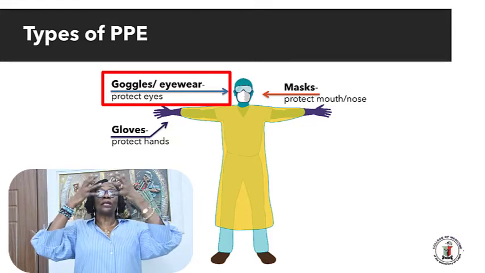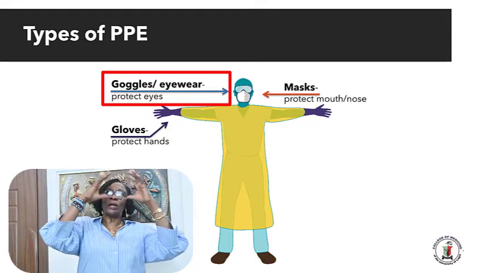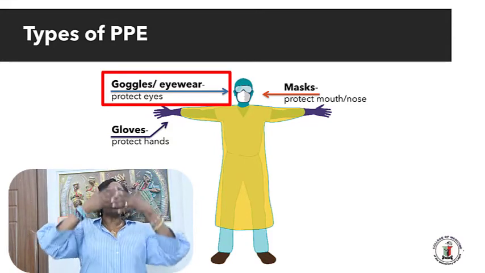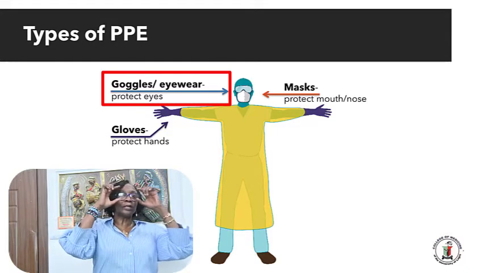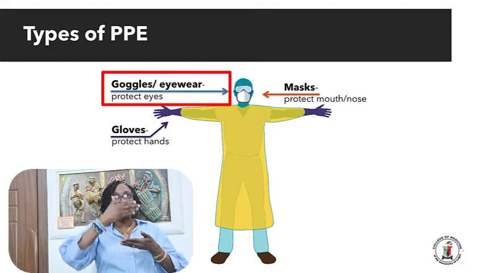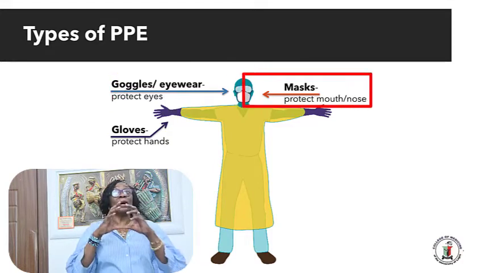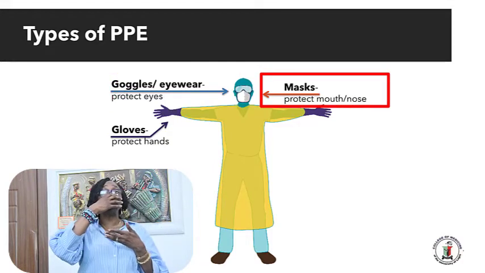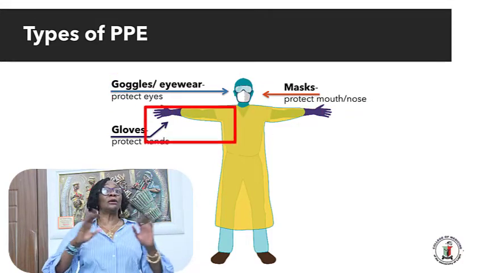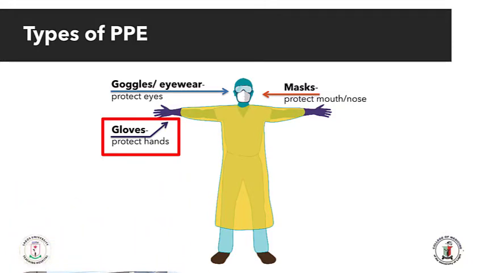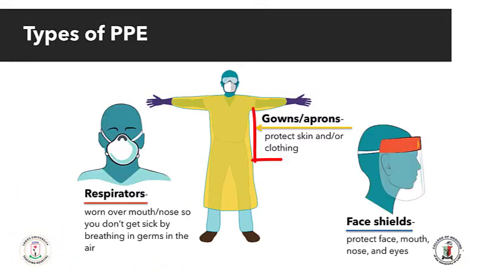The goggles and eyewear, a shield, protect your eyes and your face. Goggles tend to protect just your eyes, whereas the shield also protects the whole face. The mask protects the mucous membranes of your nose and your mouth, while gloves protect the hands. The gowns protect your clothes. And if you have an apron, it also protects the clothes because you're working frontally with the children.